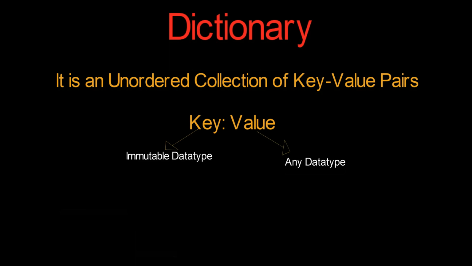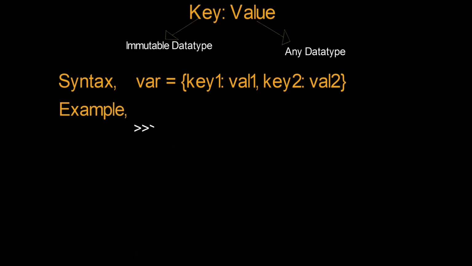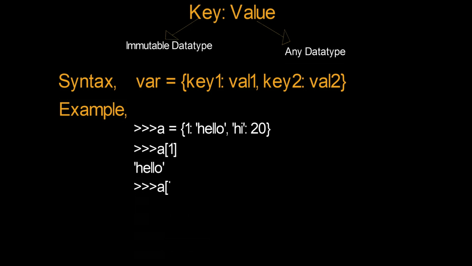They are represented inside curly braces and the basic syntax is: variable equals, inside curly braces, key1 colon value1, comma, key2 colon value2, and so on. We can see that the key and value are separated by a colon. For example, A = {1: 'hello', 'hi': 20}. Here 1 is the key for the value hello and hi is the key for the value 20. We can fetch the values using their keys, like A[1] inside square brackets. It will give the value hello. A['hi'] will give the value 20.